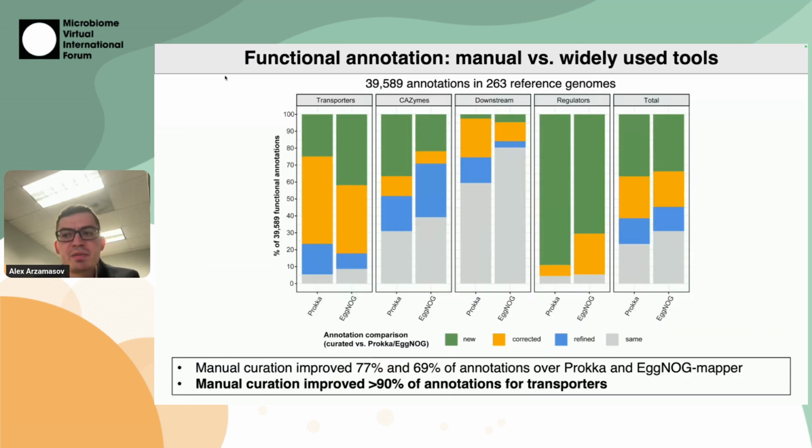Here I just want to demonstrate how manual curation compares to widely used tools like PROKKA or eggNOG-mapper. Here I manually created approximately 40,000 annotations in 263 reference genomes. As you can see here, this manual curation considerably improves the quality of functional annotations, especially for transporters. For transporters, over 90% of annotations were improved. And this, I think, is an important take-home message from this talk: when you use these widely available tools, be aware that the standard annotations for transporters are not very good, so you have to additionally create them manually.